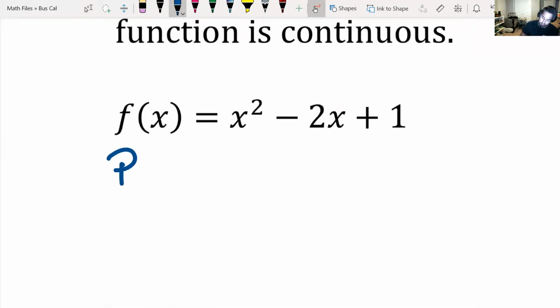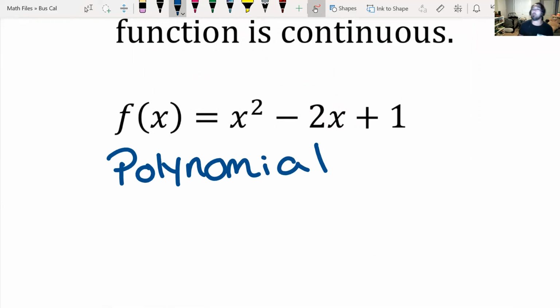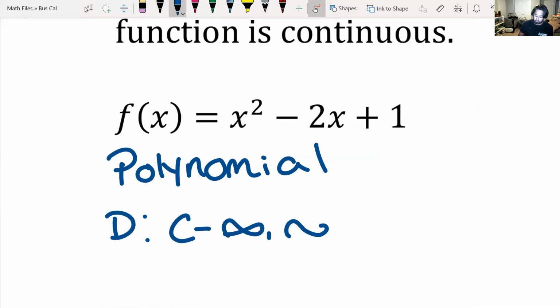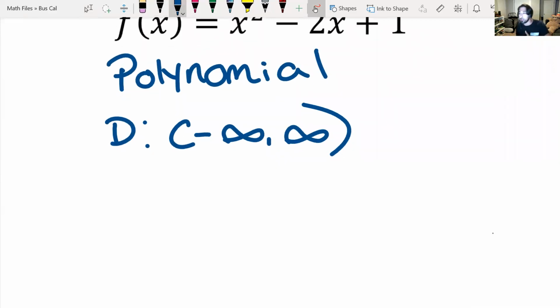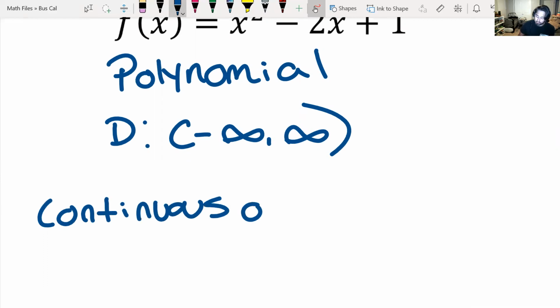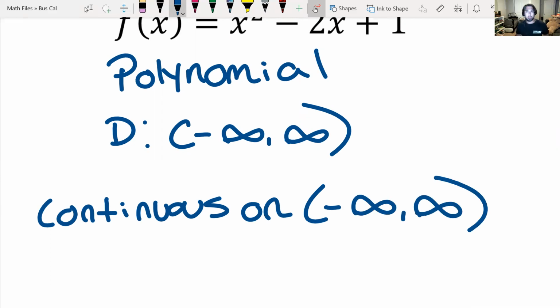This is a polynomial. And from the notes above, the domain of any polynomial is negative infinity to infinity. Oh, that was easy. But I guess we want to say it in continuity type words, so we can say continuous on negative infinity to infinity. That's it. That one was easy. Too easy.